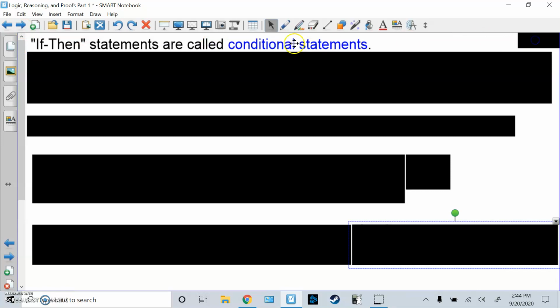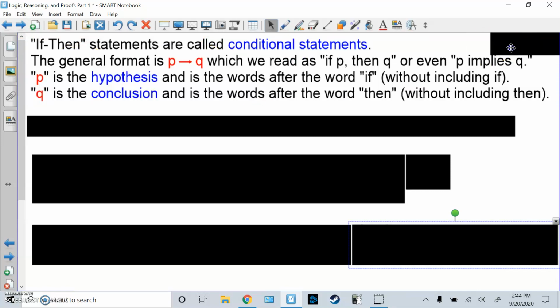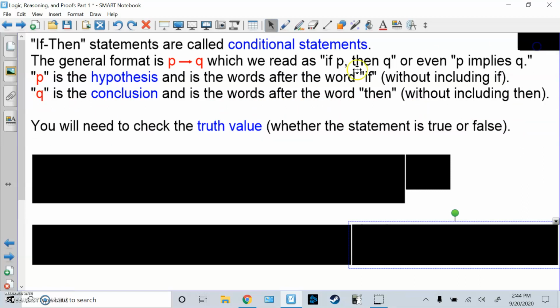Alright, the next word is conditional statements. If-then statements are called conditional statements. The general format is P arrow Q, which we read as if P, then Q, or P implies Q. P is the hypothesis and is the words after the word if, but does not include the word if itself. Q is the conclusion. It stands for the words after the word then without including the word then. And you will have to check the truth value, whether the statement is true or false, for the whole thing.